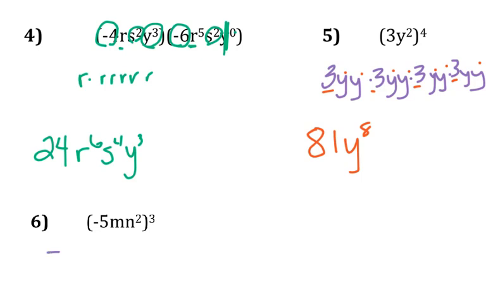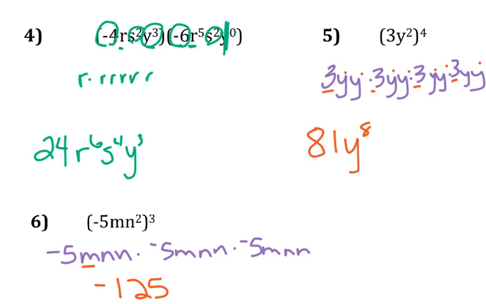What you should have done on number 6 is think about it like this. You're going to have negative 5 times negative 5, which is 25, and then times negative 5, so it's negative 125. Then you're going to have m times m times m, and then you're going to have n times n times n times n times n times n.